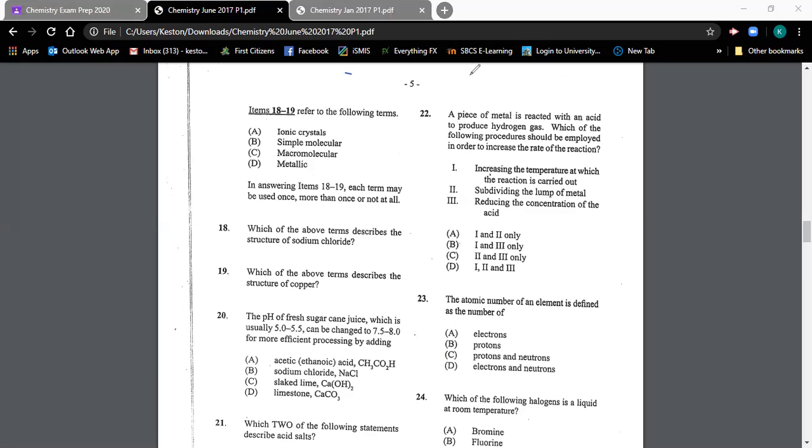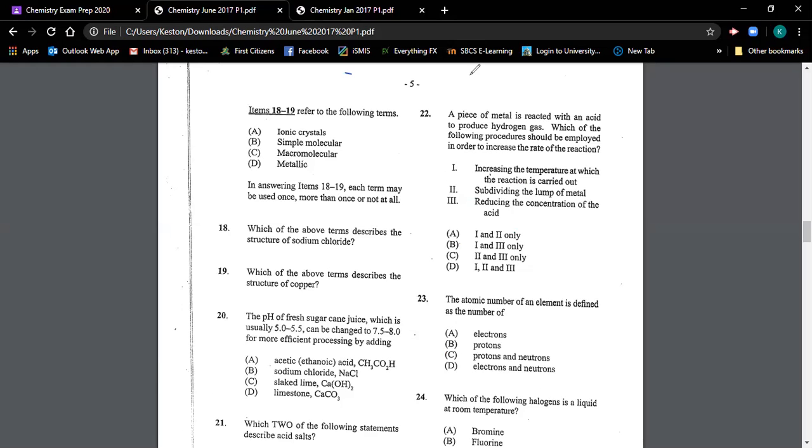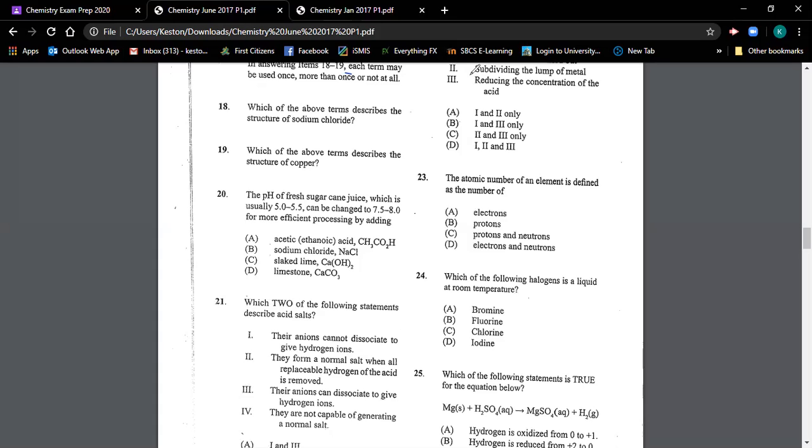24. See what 24 says. Which of the following halogens is liquid at room temperature? This is another repeat. We saw this last session. You remember this? Let me see. We remembered. Liquid at room temperature, and give me the color.